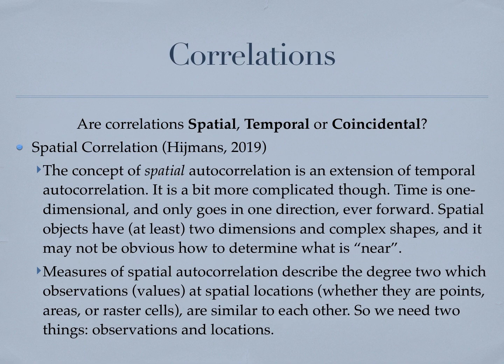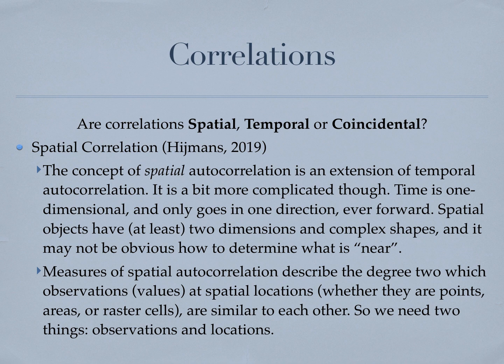Correlations. Are correlations spatial, temporal, coincidental for CarMax data? I found it to be spatial correlation. This concept of spatial autocorrelation is an extension of temporal autocorrelation. It is a bit more complicated though. Time is one-dimensional and goes in one direction, ever forward. Spatial objects have at least 2 dimensions and complex shapes, and it may not be obvious how to determine where it is near.